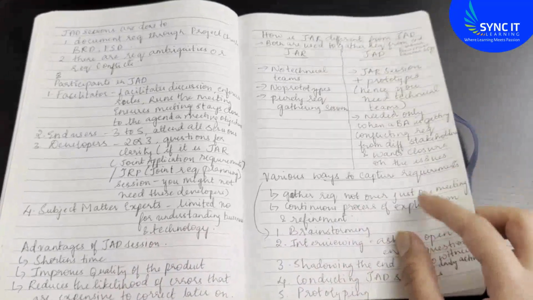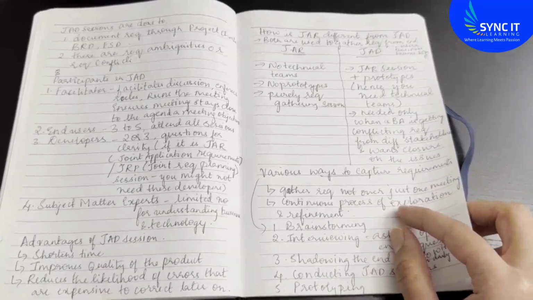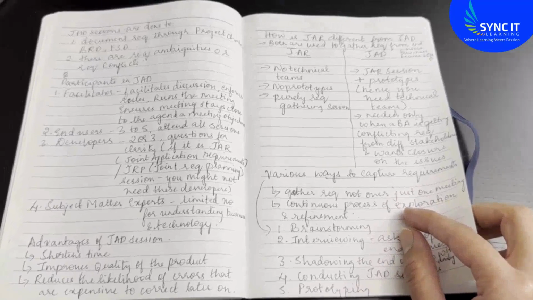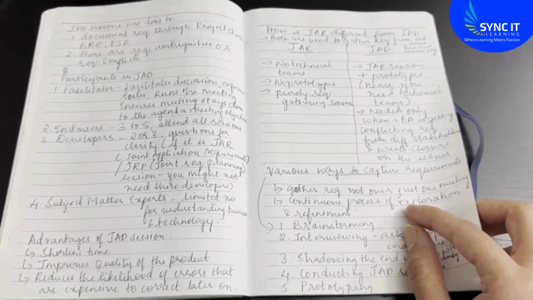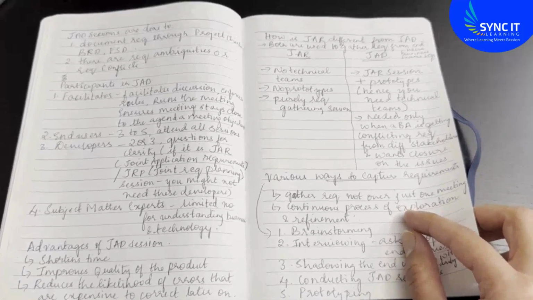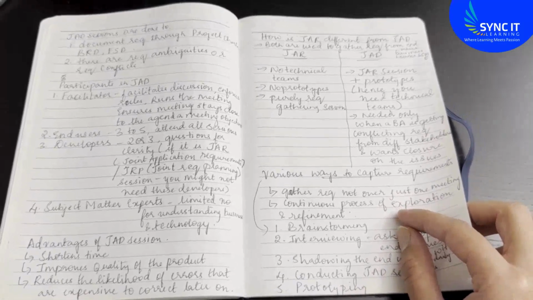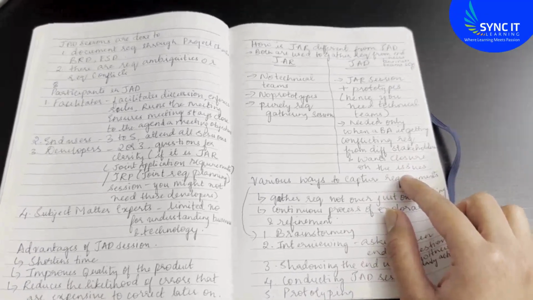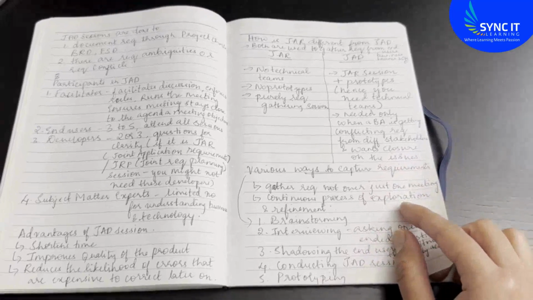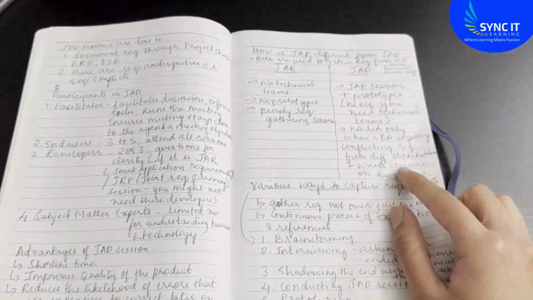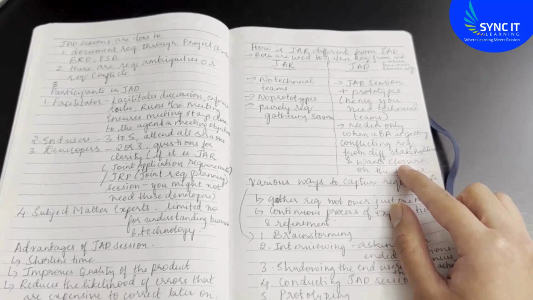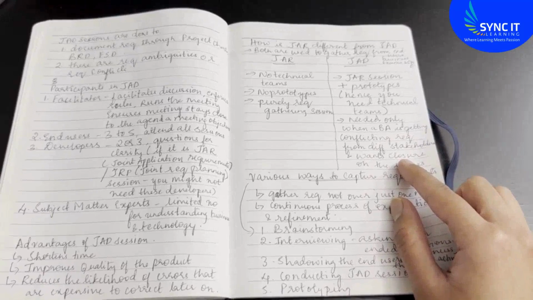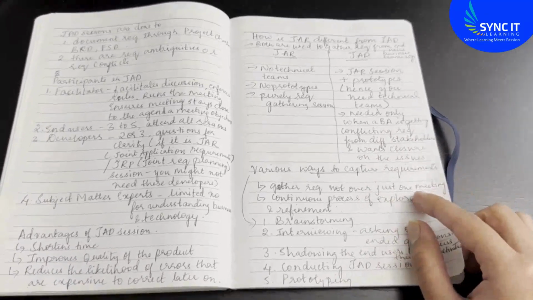We differentiated between JAR and JAD, and that no technical team is involved in the JAR session, and there is no creation of prototypes, and it is purely requirements gathering session. But in JAD session, there is creation of prototypes and involvement of the technical teams, and it is done when the BA is having ambiguities or getting conflicting requirements from different stakeholders.